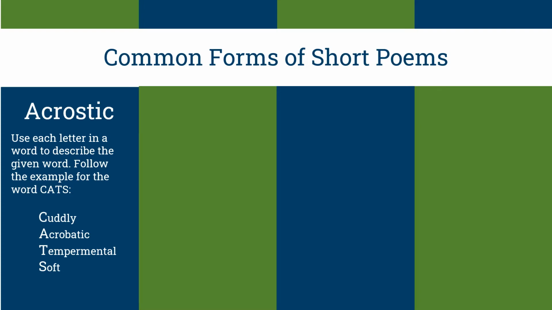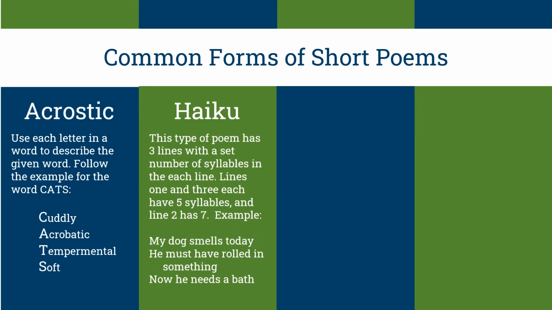The next one in the list is called the haiku. This type of poem has 3 lines with a set number of syllables in each line. Lines 1 and 3 each have 5 syllables, and line 2 has 7. Now, we had something happen today at my house that I would like to share in the form of a haiku, and it goes like this. My dog smells today. He must have rolled in something. Now he needs a bath. Now we have taken care of the situation. Jack is not smelly anymore, but I thought it was a good example to show you how you can use something that happens every day in the form of a poem.